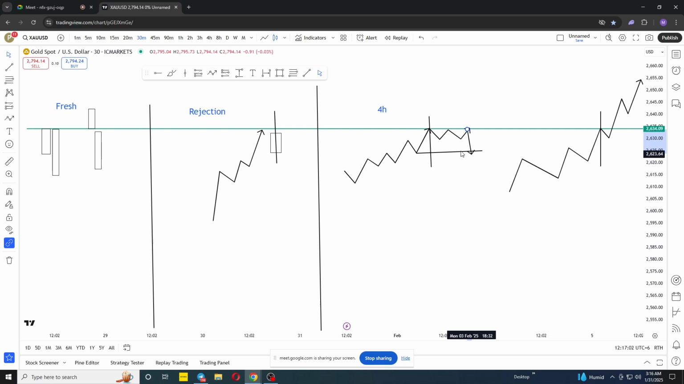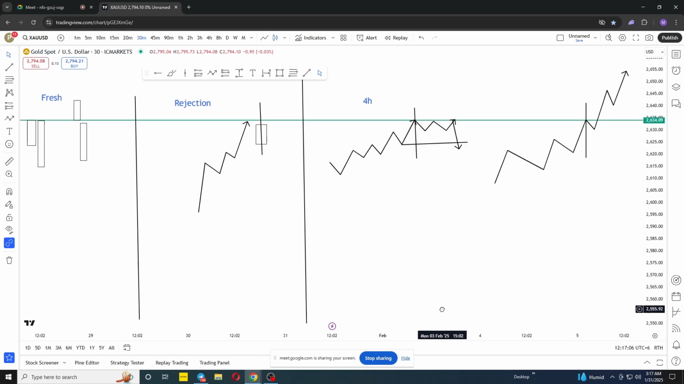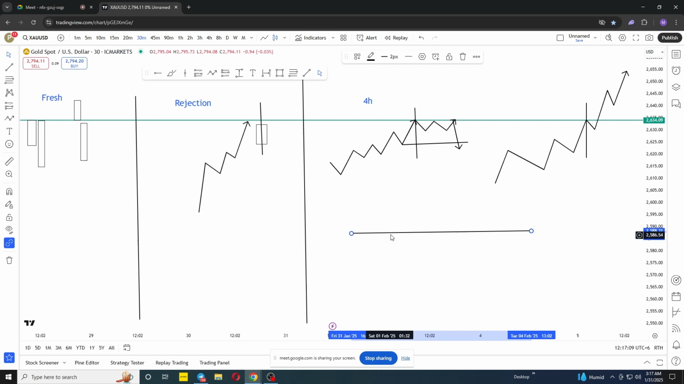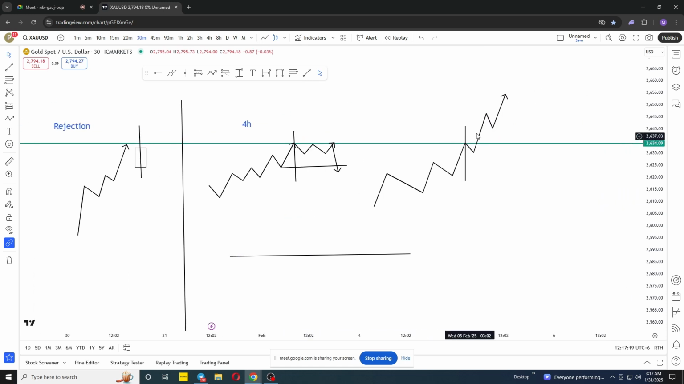If it breaks, then we are bearish. Now one thing to understand here: bearish always starts from resistance and bullish always starts from support. So you always look for a bullish or bearish trend starting from here. Now if price comes to here, we cannot say this could be a breakout. This is not the one that we are looking for.